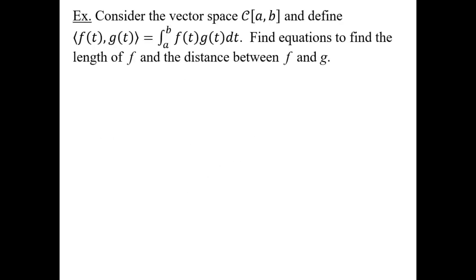There we go. Let's consider again this vector space, same one we saw before. Let's find equations to find the length of f and the distance from f to g. Okay, so let's think about this for a second. First of all, the length of f would be the inner product of f and itself. And by the way, I say find equations because we don't actually know what f and g are. We're just trying to find ways of figuring this out.